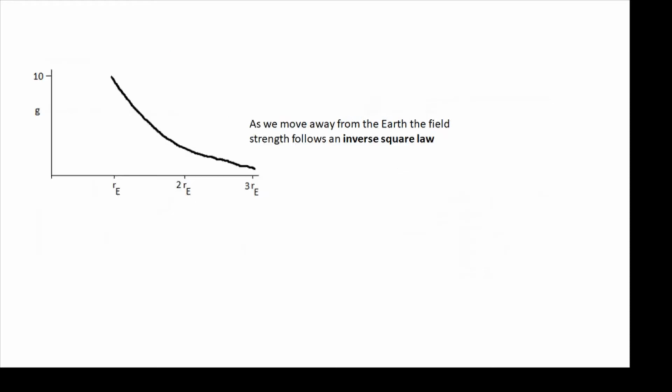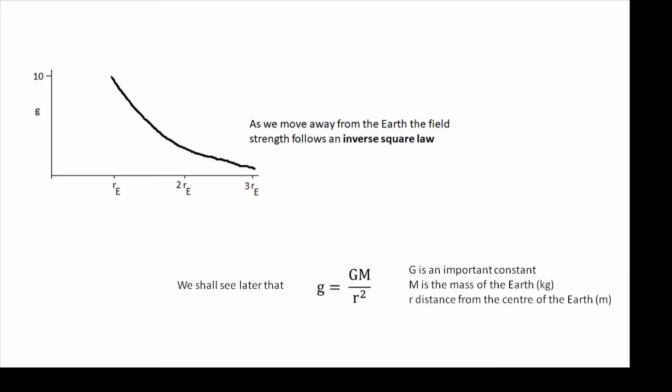As we move away from the Earth, the field follows what we call an inverse square law. Its field strength is proportional to 1 over r squared. If you double the distance, it's a quarter. If you treble the distance, it's a ninth. It's called an inverse square law. And we'll see later this equation, little g is GM over r squared. Big G is a very important constant. M is the mass of the Earth, and r is the distance from the center of the Earth, for little g due to the Earth.